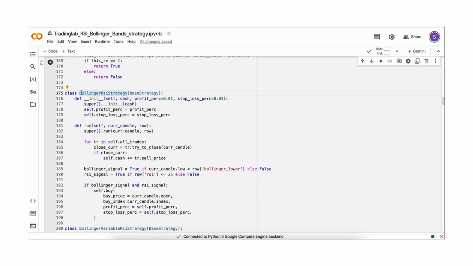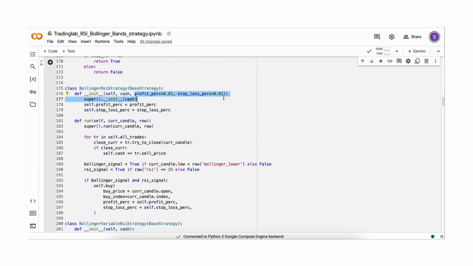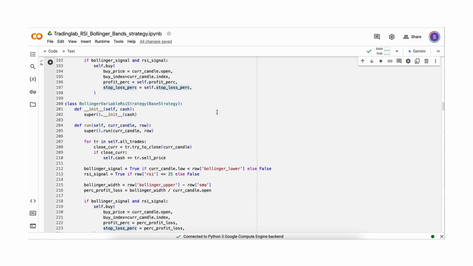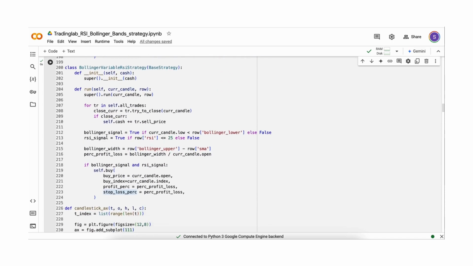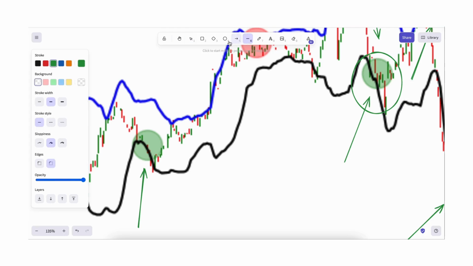In the Bollinger RSI strategy, which is the original strategy from the TradingLab, we use a take profit of 1% and a stop loss of 1%. In the variable strategy, we basically use the Bollinger Bands to calculate the stop loss and the take profit. So when we take the trade here, we're going to take the difference between the SMA and the Bollinger Bands as the take profit value.